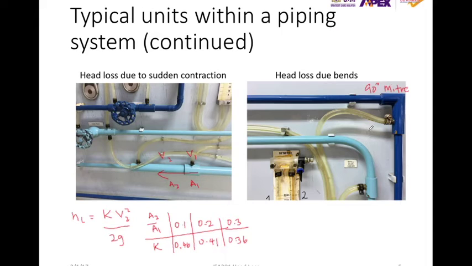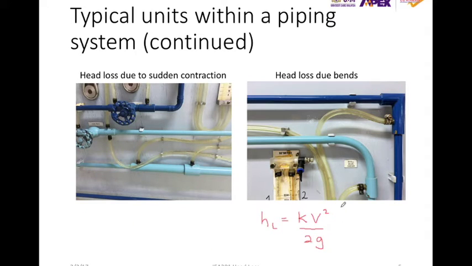So we can calculate the head loss due to bends using almost a similar equation as the sudden contraction equation, which is HL equals K V square over 2g, where V is the mean velocity after the bend. In this experiment, you need to determine K for 5 different types of bend and elbow.